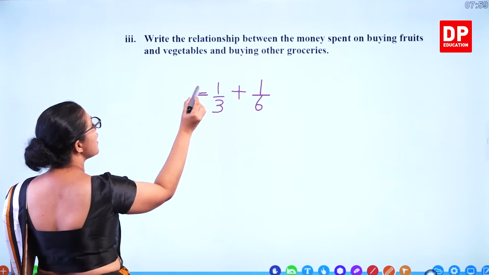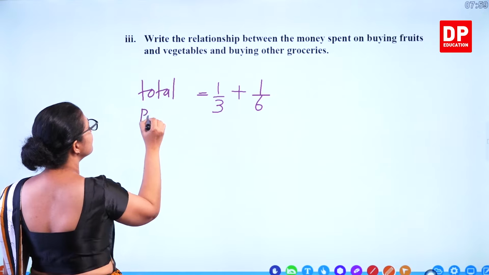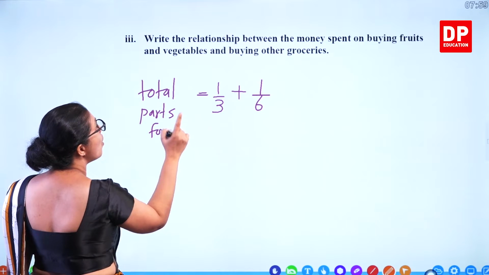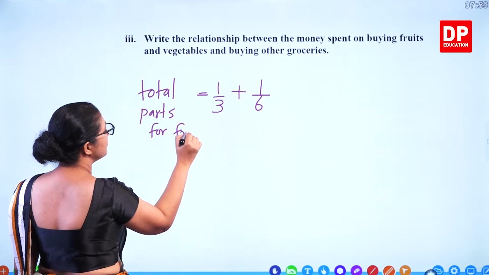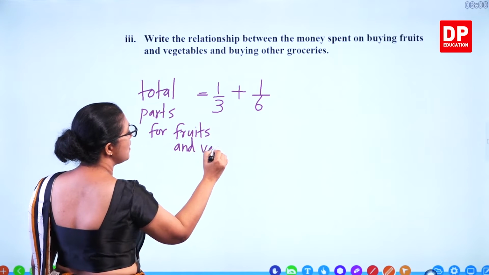So we'll first find out the total parts for what are the two things? Fruits and vegetables.